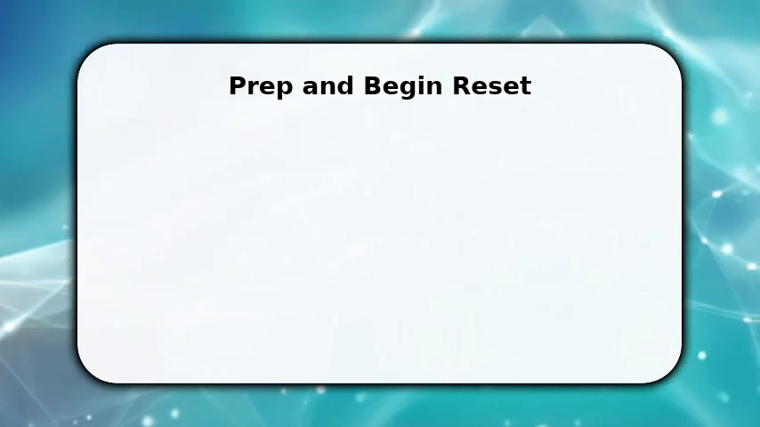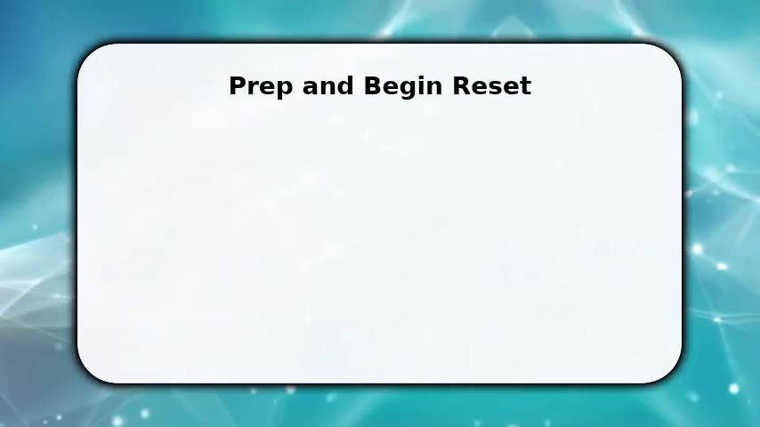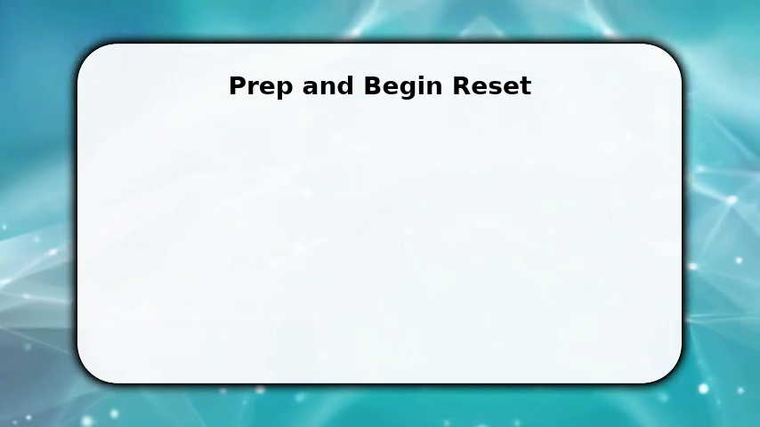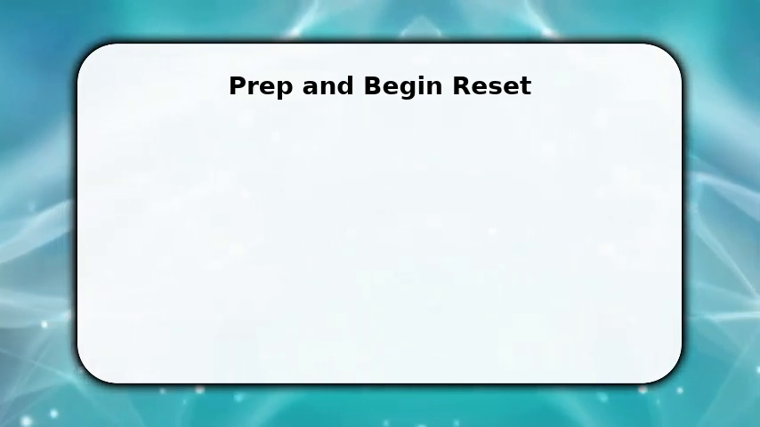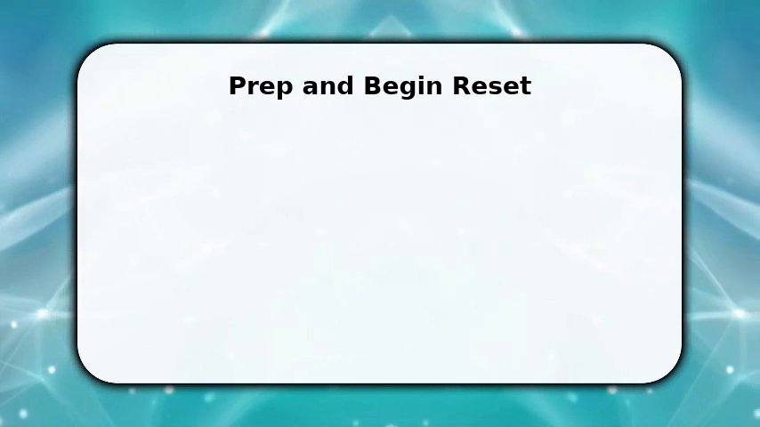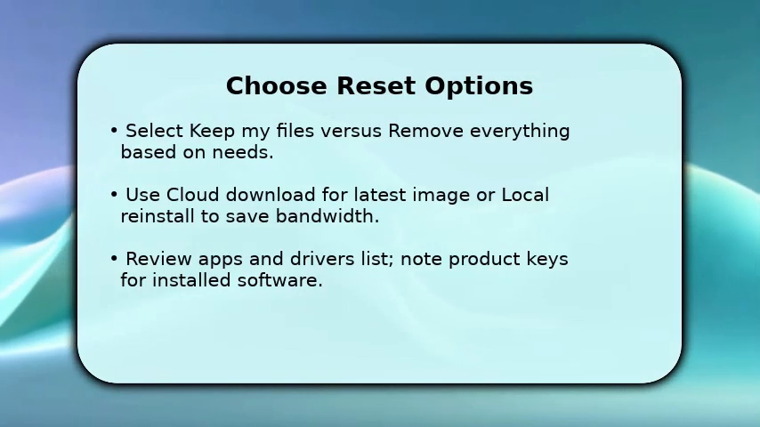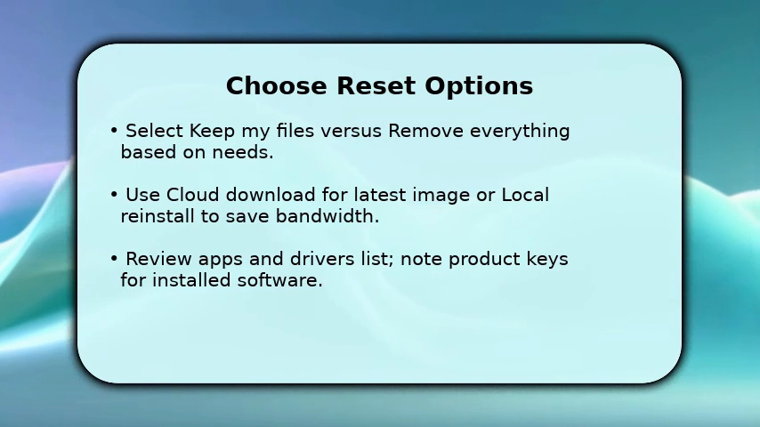Now open Settings, go to System Recovery, and choose Reset this PC to begin the first actionable step. You now decide how deep the reset should be. Choose Keep My Files to preserve your documents, or Remove Everything for a full wipe. This affects what you need to restore later.